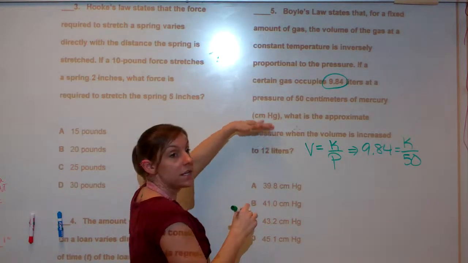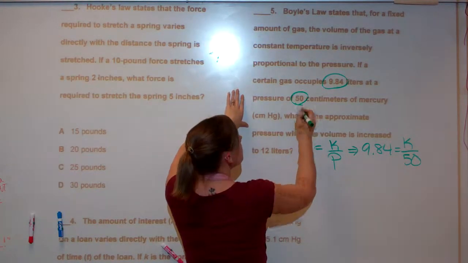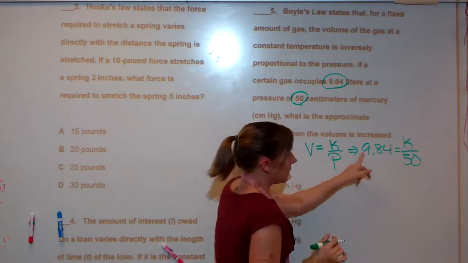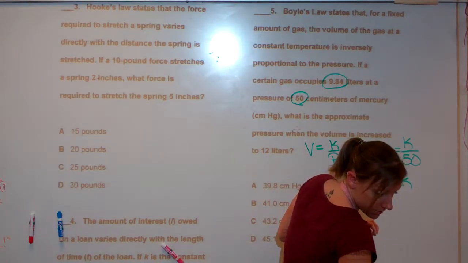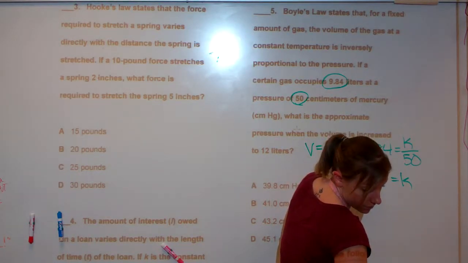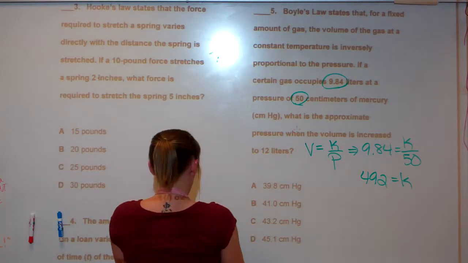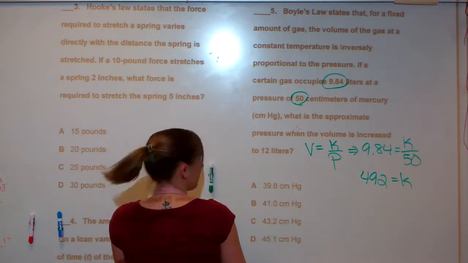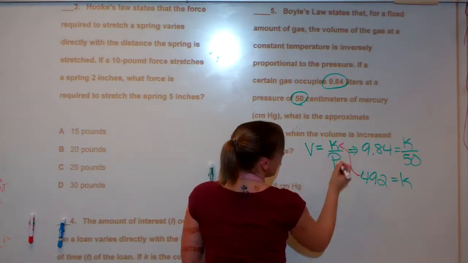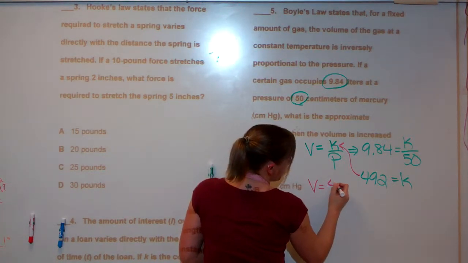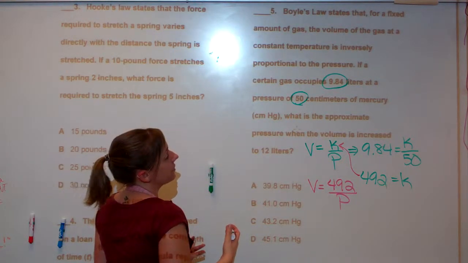okay, what is the approximate, blah, blah, blah, so I'm going to answer that in a second. I first have to use these two values to find the constant. So I cross multiply, and K equals 492. Now that 492 helps me know my formula. So I'm going to put it in here, so that's the volume equals 492 divided by the pressure. Now I can answer the question.